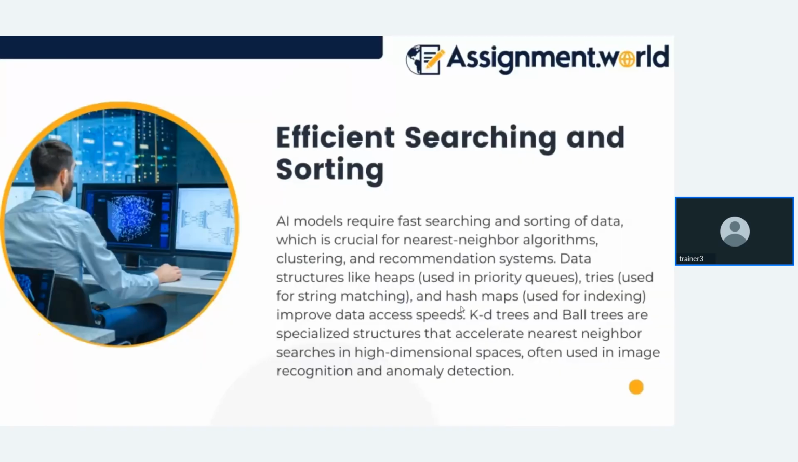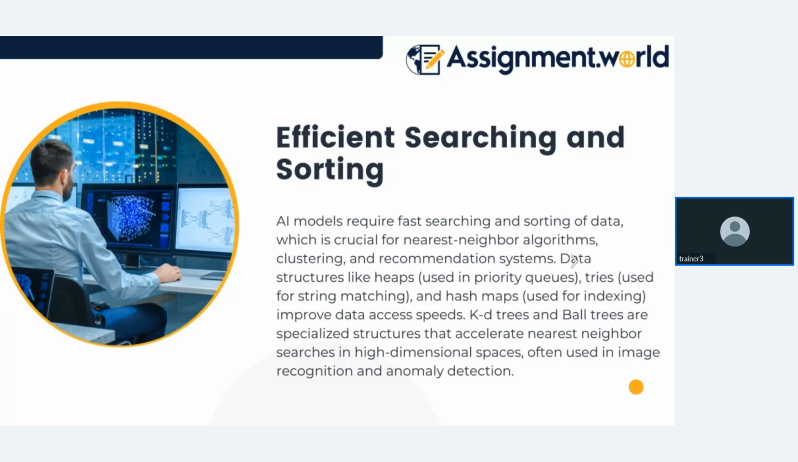So coming to the next one, we use them for efficient searching and sorting. AI models require fast searching and sorting of data. It is crucial for the nearest neighbor algorithm. So KNN, I hope everyone is familiar with this algorithm. It is a type of clustering algorithm.